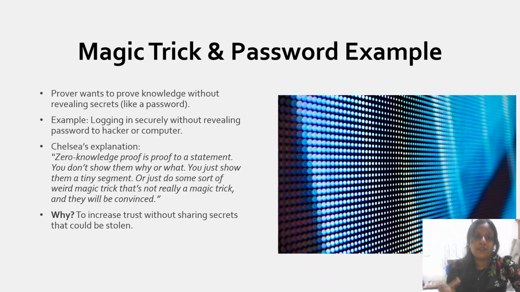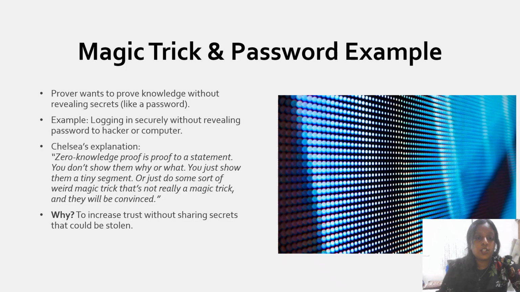So from the video I have referred to, Chelsea is a verifier. The prover has convinced the verifier about the password. He gives an example of logging in securely without revealing the password to the hacker or the computer itself. So while logging in, we are not saying, this is a password I'm going to use. The computer doesn't know, the hacker or the third party server doesn't know.